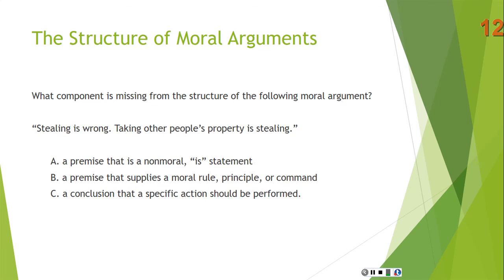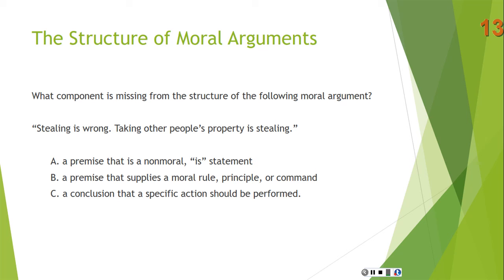What component is missing from the structure of the following moral argument? Stealing is wrong. Taking other people's property is stealing. Are we missing a non-moral is statement? Are we missing a premise that supplies a moral rule, principle, or command? Or are we missing a conclusion that a specific action should be performed? You can pause if you need to.